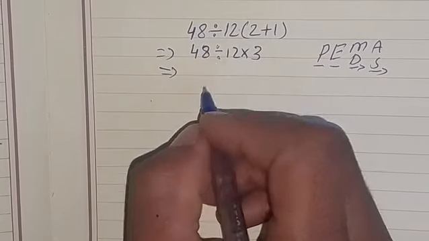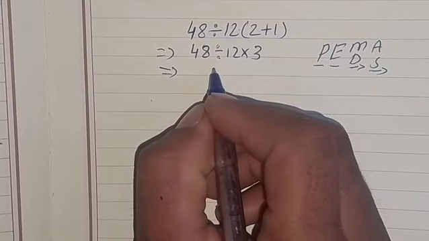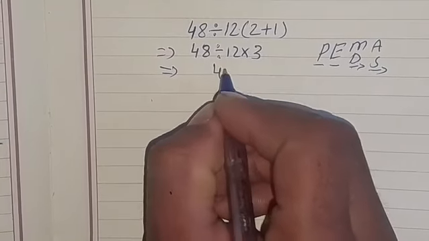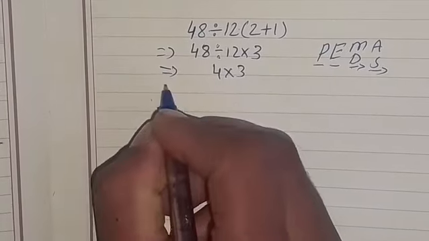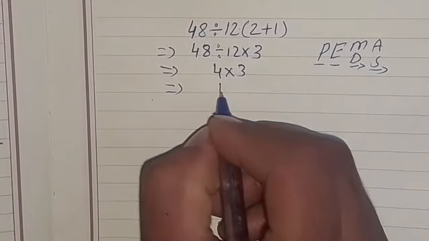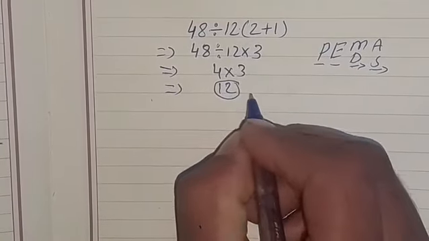48 divided by 12 gives us 4, multiplied by 3. 4 times 3 gives us 12. So the final answer is 12.